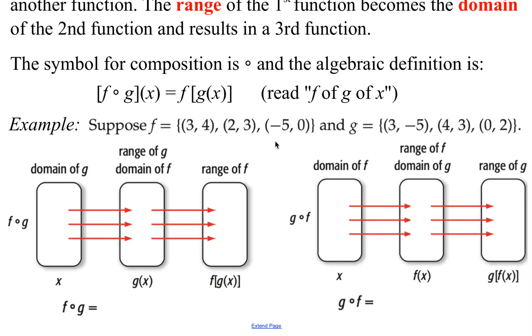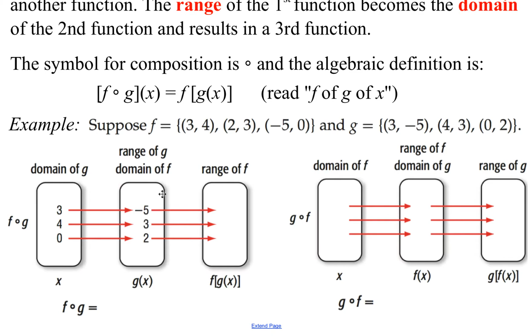Suppose we have this function f and this function g. So f is mapping 3 to 4, 2 to 3, and negative 5 to 0. So if we want to find f composite g, we start with the function g. So the domain of g, remember the domain are the x values. The x values are 3, 4, and 0. So here is our domain. Now the function g maps 3 to negative 5, maps 4 to 3, and maps 0 to 2. So the range is negative 5, 3, and 2. Now that range of g becomes the domain of function f. Those are outputs for function g. They become inputs for function f.